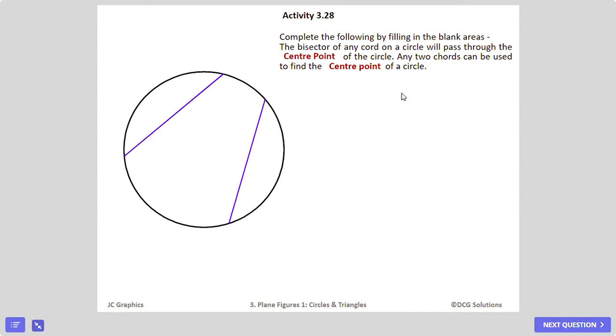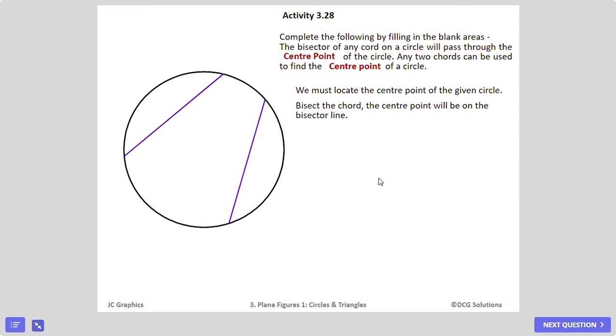So basically what they're saying to you is, we know from the previous class that a chord is a line that goes through a circle passing through the circumference. So for example, that one there and that one there. And what they're saying is, if you bisect two chords, so basically bisecting that line there and that line there to find the midpoint in each one, and then joining those together, they'll cross over and give you the centre of a circle.